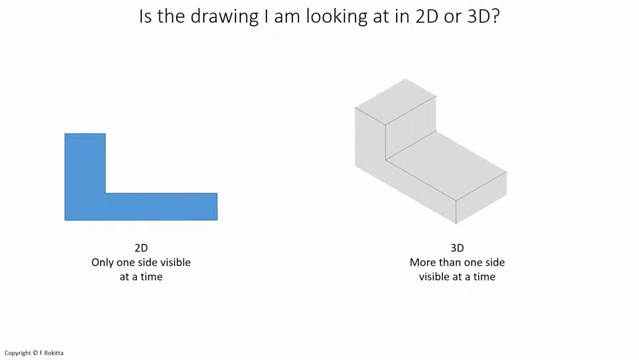On our left-hand side, we see a 2D representation of a view of a model. On the right-hand side, we see the 3D representation of that same model, where we can now see more than one view of that object.